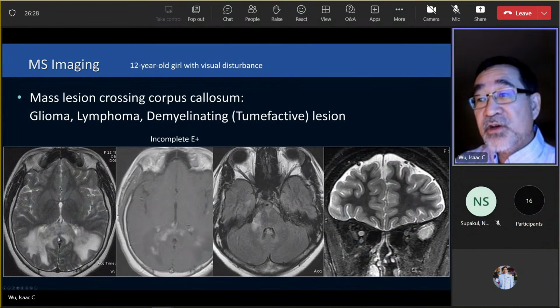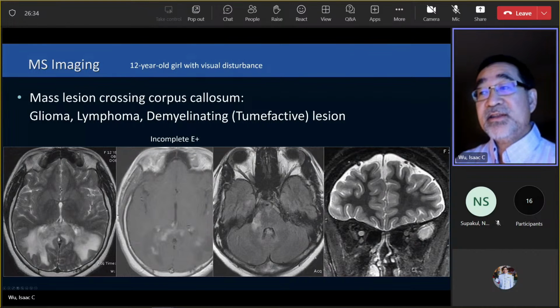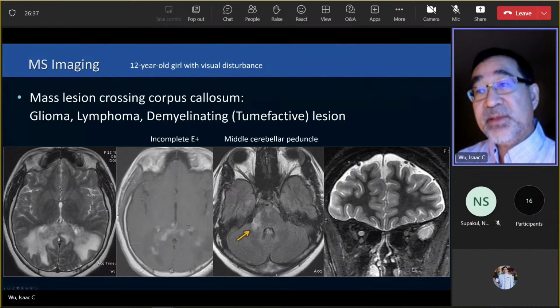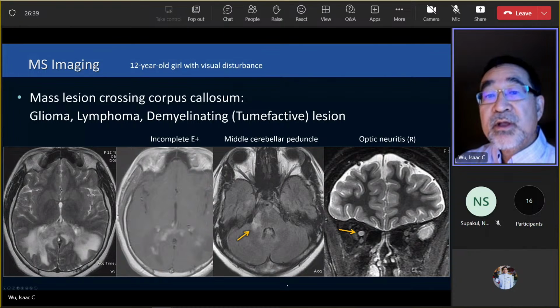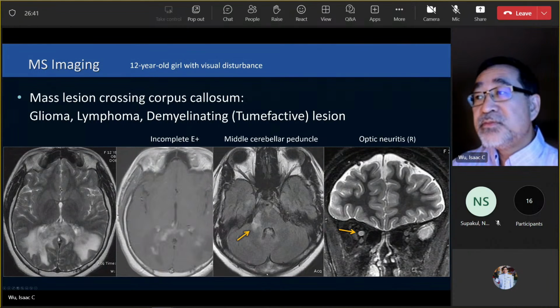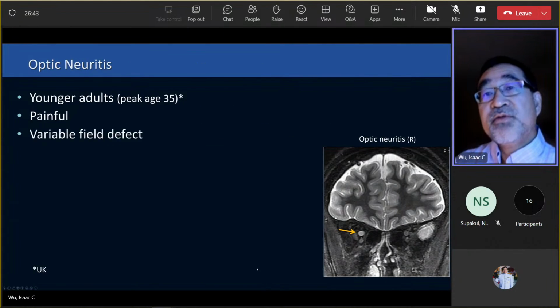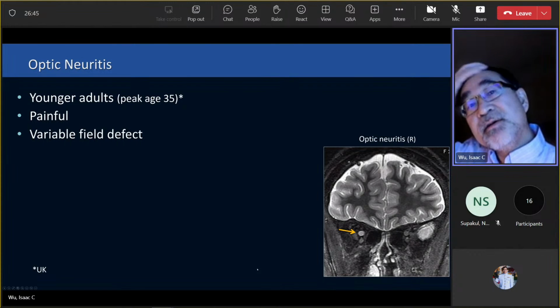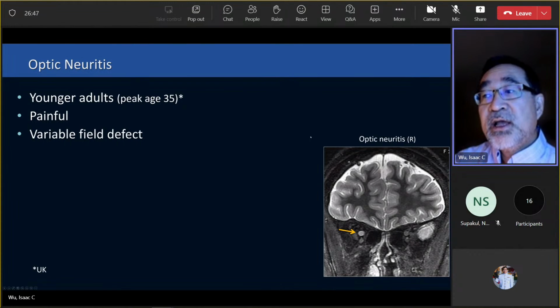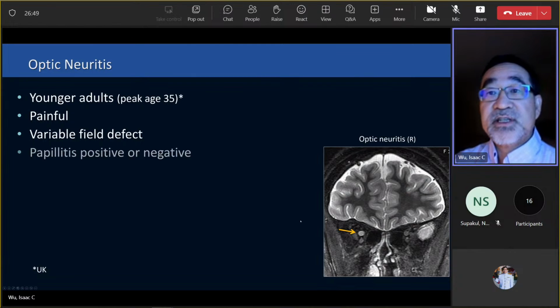Again, also, if you notice that the patient has a lesion involving the brainstem and middle cerebellar peduncle, and a history of optic neuritis, this is a case of tumefactive MS. And optic neuritis tends to occur in young patients, can be painful, and the vision deficit is variable.